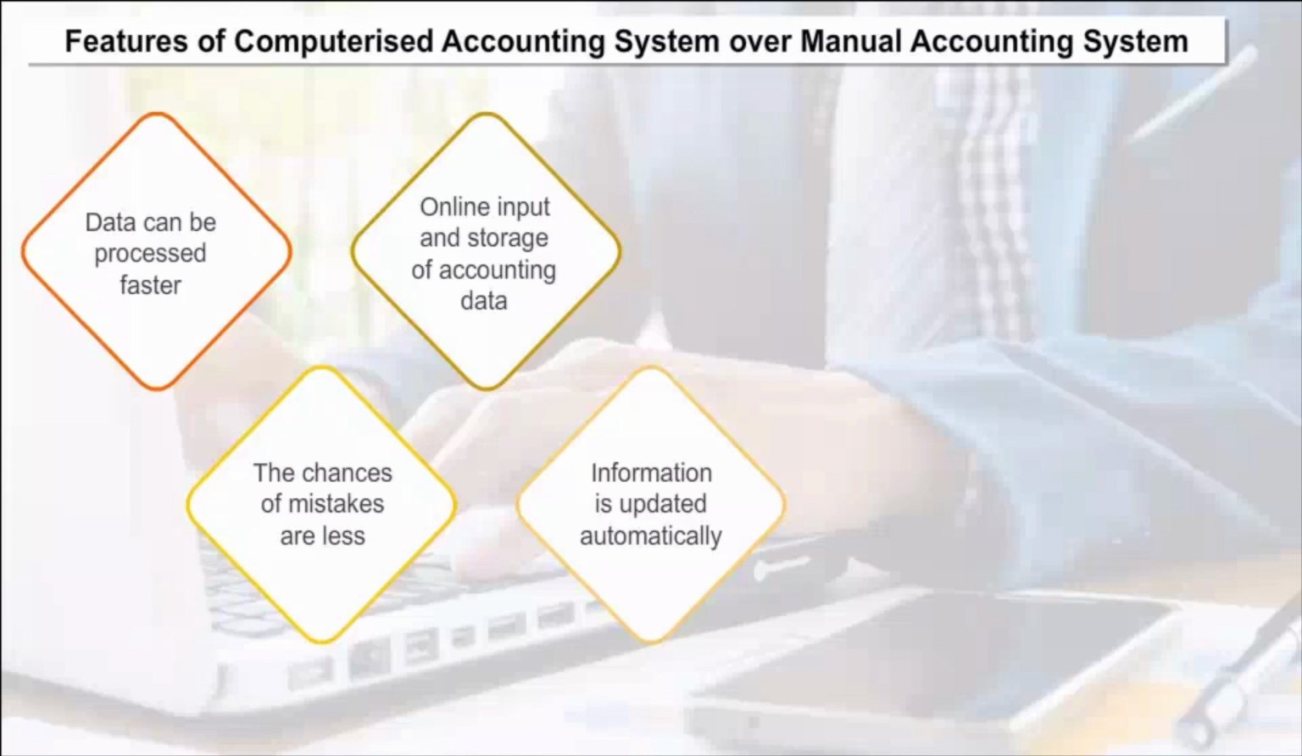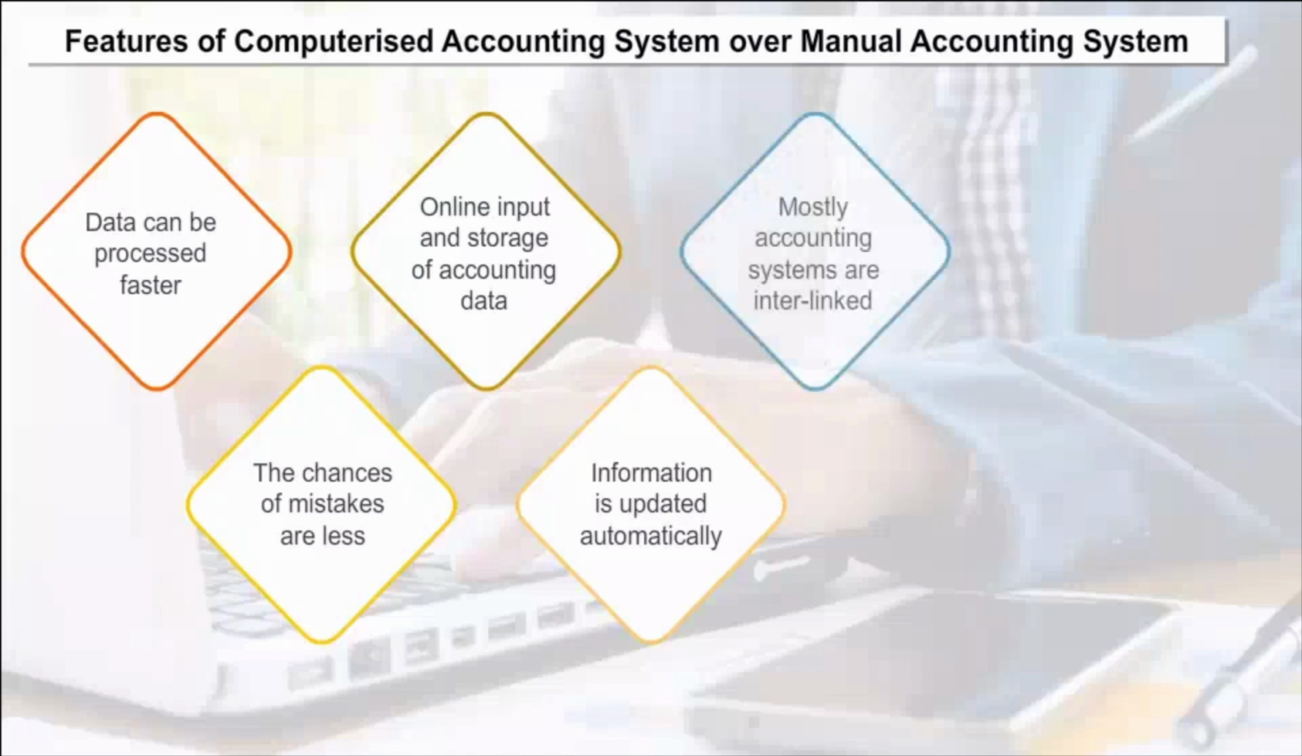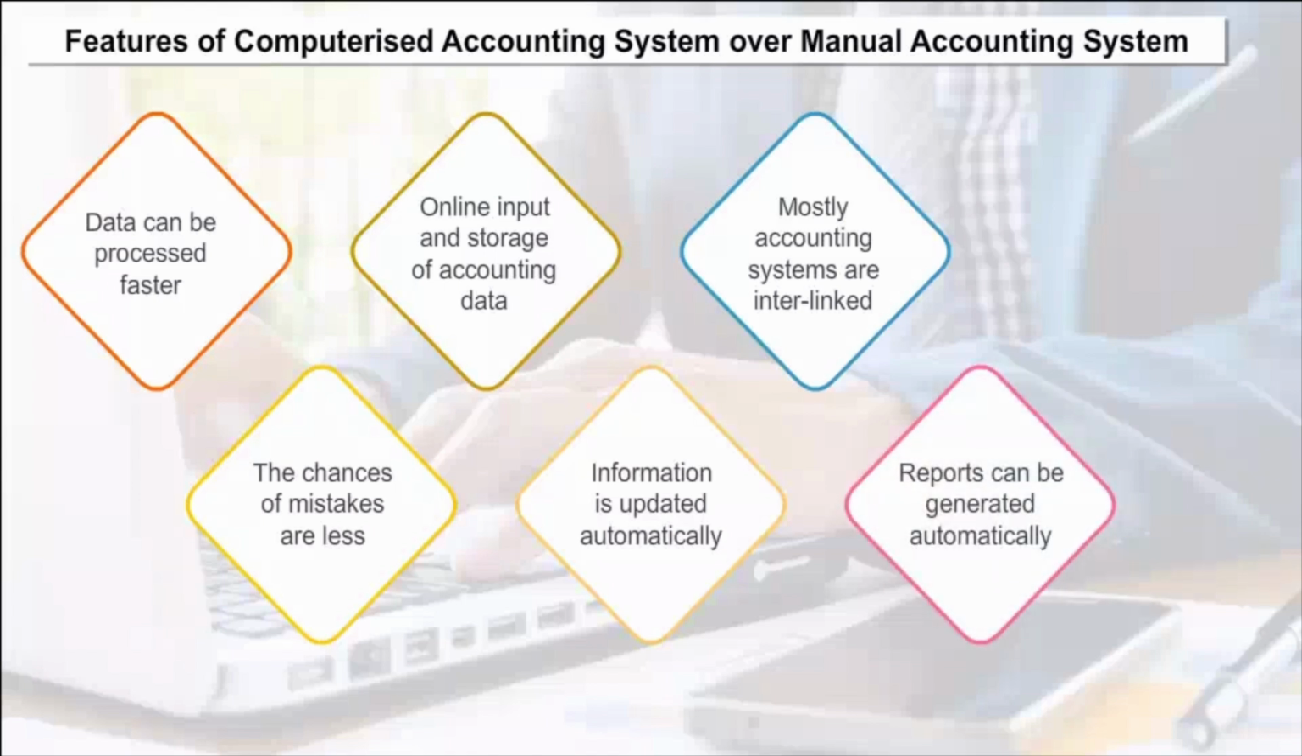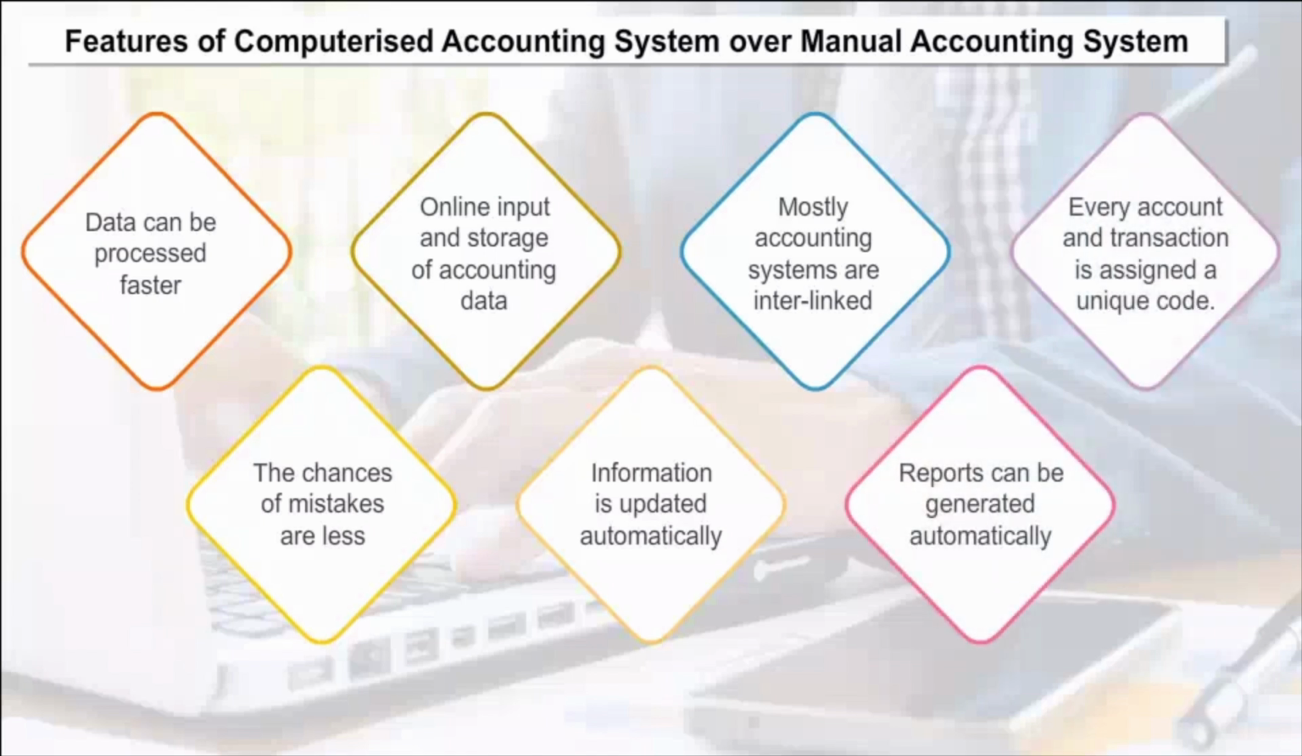Information is updated automatically. Mostly, accounting systems are interlinked, which facilitates the availability of information to various users at the same time. Reports can be generated automatically. Every account and transaction is assigned a unique code.